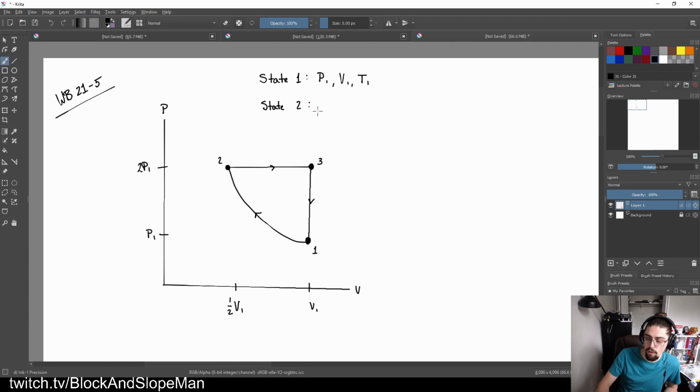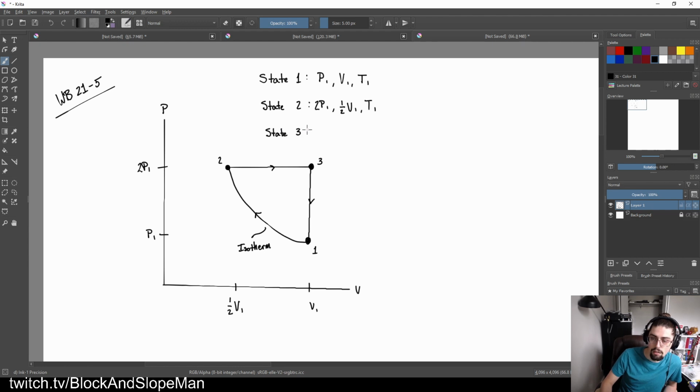So I'm going to say, okay, well, I've definitely got the same temperature because this is supposed to be an isotherm. And that means that I am at 2P1 now, and I'm also at 1/2 V1, but I'm at the same T1 as I was before.